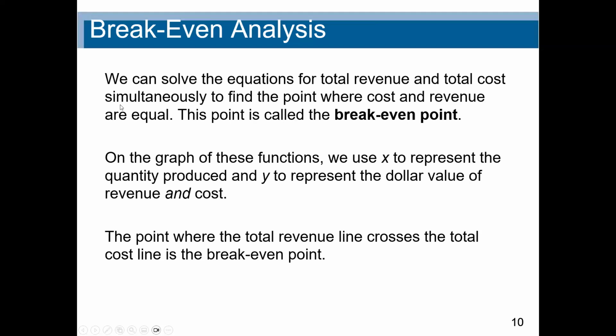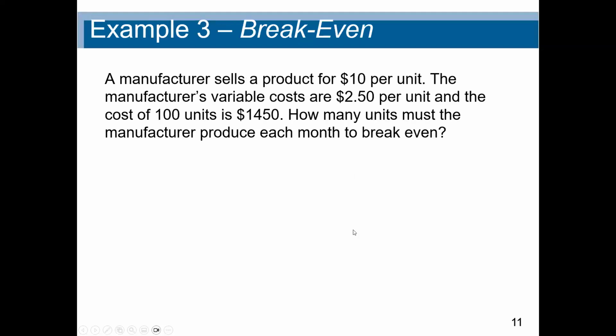So here we say we can solve the equations for total revenue and total cost simultaneously. The keyword here is simultaneously, which means we can equate total revenue to total cost. If we know the total revenue function and the total cost function, we just say total revenue equals total cost, then we find the break-even point. So let's see one example here.